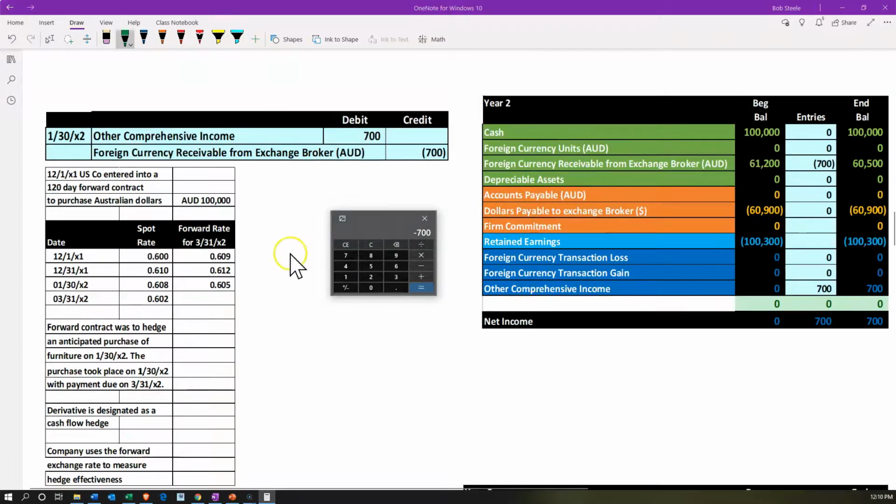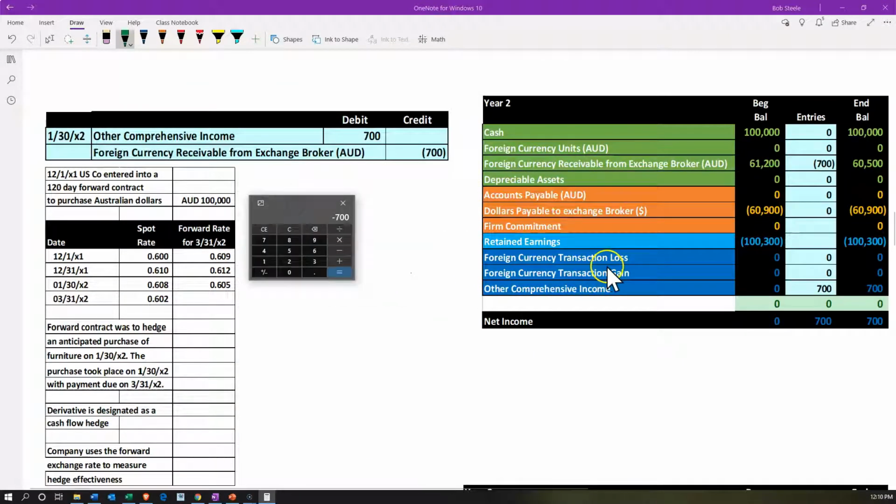So if we go down, then we're going to be putting the debit, instead of loss, into the other comprehensive income again. So we're going to debit the other comprehensive income. The other side goes into the foreign currency receivable from the exchange broker, adjusting this account just as we normally would. So the debit is the thing that will be different. It's then going down to the other comprehensive income and is included in this number down below. And the receivable is now at that 60,500, calculated as the 100,000 times the 0.605. So the 60,500.